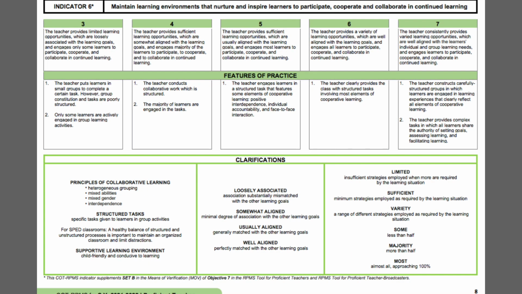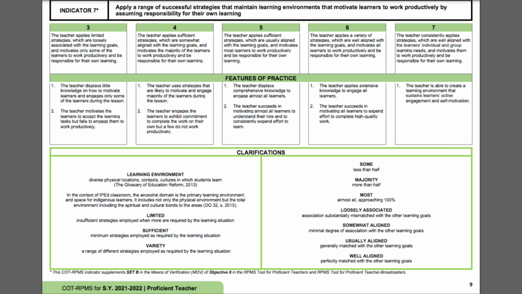Indicator 6. Maintain learning environments that nurture and inspire learners to participate, cooperate, and collaborate in continued learning. For the indicator 3, the teacher provides limited learning opportunities which are loosely associated with the learning goals and engages only some learners to participate, cooperate, and collaborate in continued learning. Sa 4 is sufficient, minimum strategies employed as required by the learning situation. 5, a range of different strategies, that is the variety, employed as required by the learning situation. Some, less than half. For 6, a variety of learning opportunities. 7, the teacher consistently provides varied learning opportunities which are well aligned with the learners.